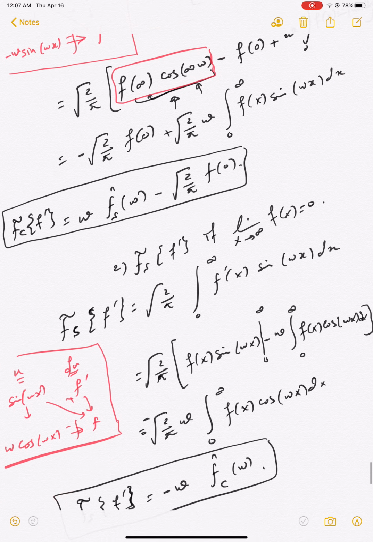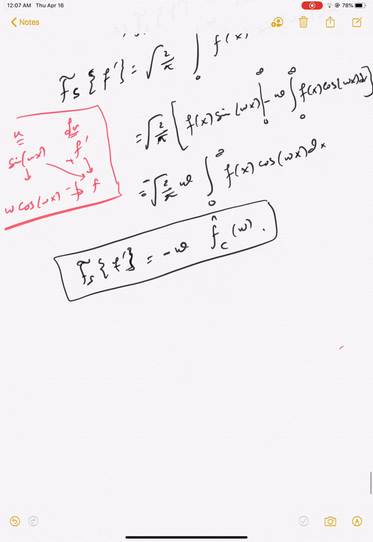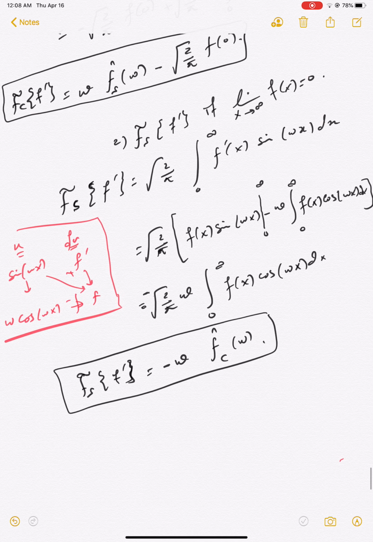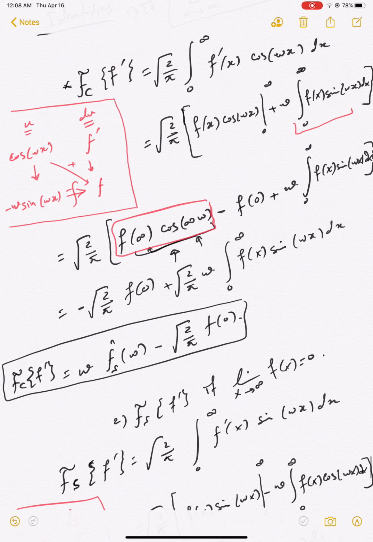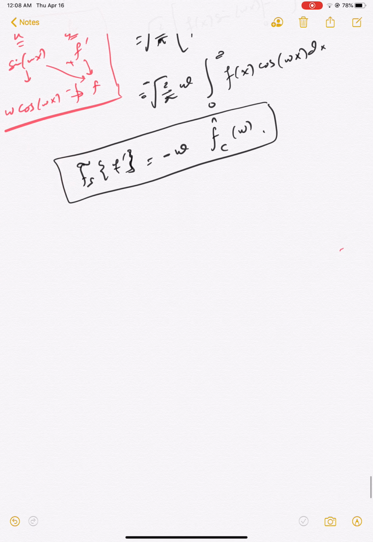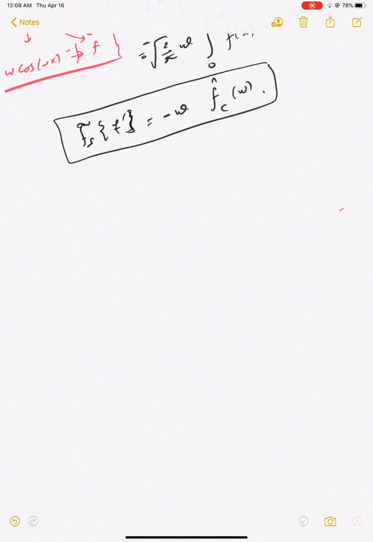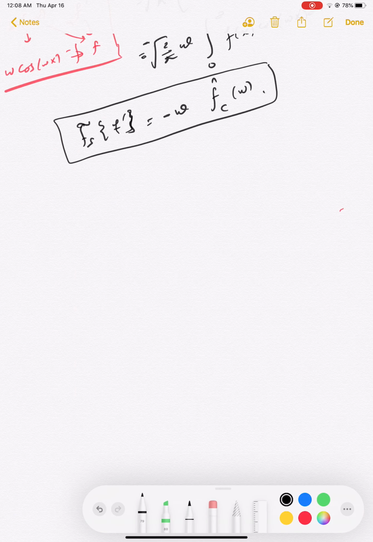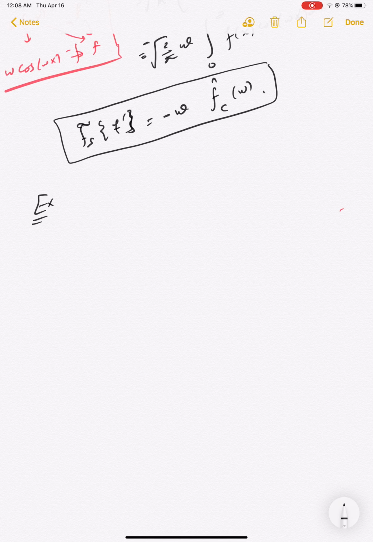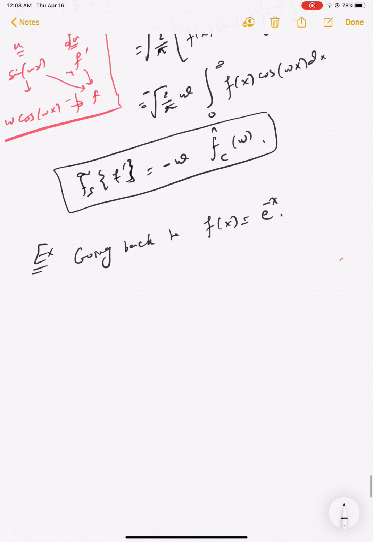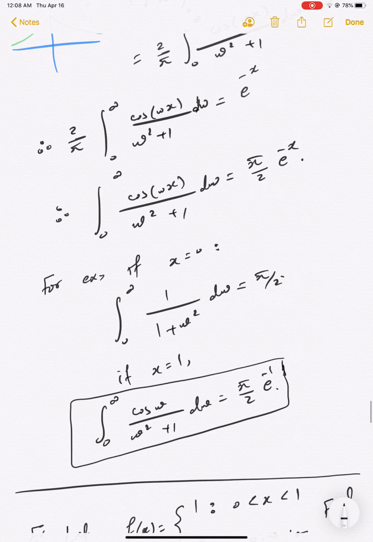Okay, so we have two formulas now. One of them is about the Fourier cosine of the derivative. This is it. And the other is about the Fourier sine of the derivative. This is it. Let's see an example. Let's go back to the function f of x equals e to the negative x. Remember, this was the first example we did today.